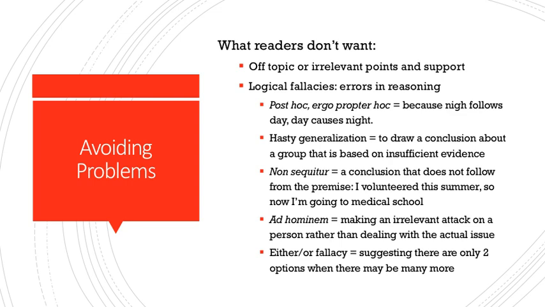So for example, because night follows day, day causes night, which is not a true statement, right? That night comes around has nothing to do with day. It has to do with, of course, the sun and the position in the sky and all that. Hasty generalization is to draw a conclusion about a group that is based on insufficient evidence. It can also be based on a situation that has insufficient evidence.